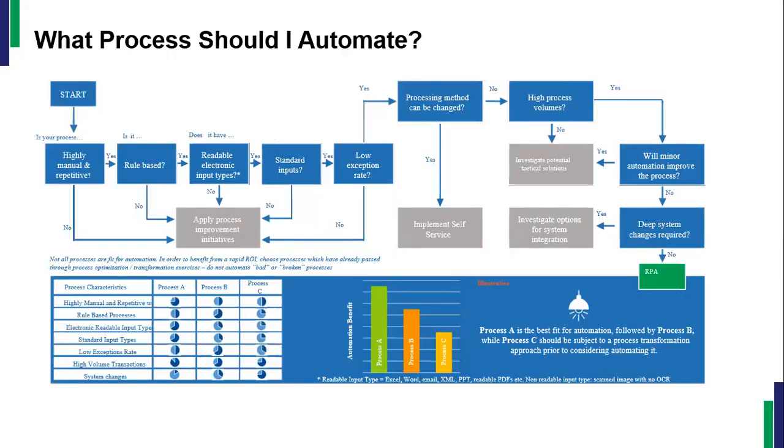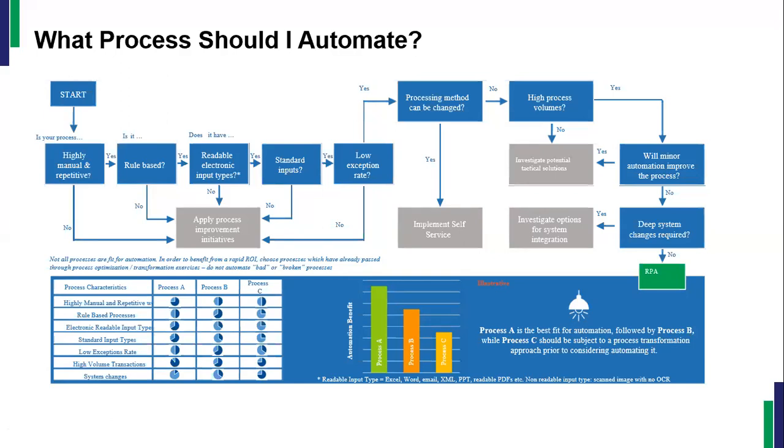And what processes should I automate? As I said, RPA automates a repetitive process which is not susceptible to change, so it should not change from time to time. It should be highly manual and repetitive processes that we select for automation. And rule based processes: let's say if any data is present, then only it should process, otherwise it should stop. That rule based approach we should have for automation processes.